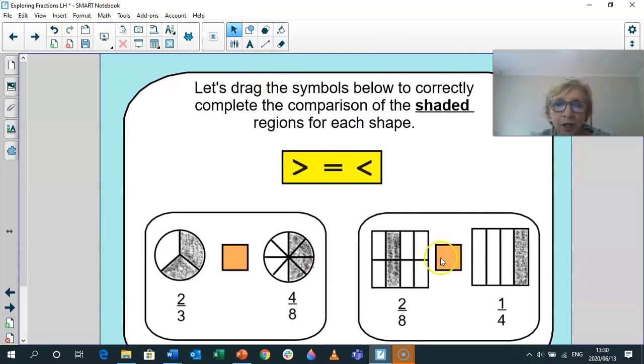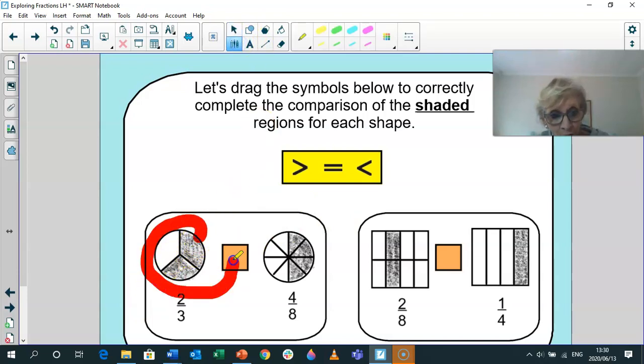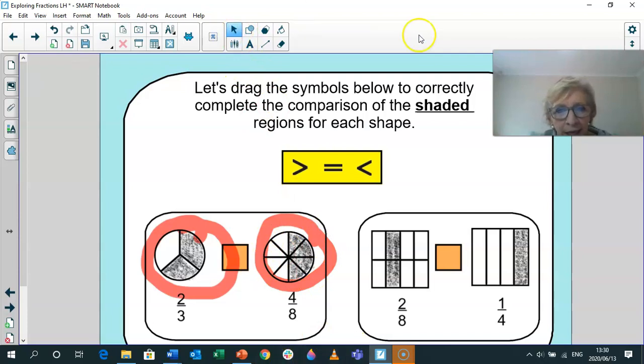Right, let's finish this last one. I think this is the last one with the comparing. All right, we're doing it again to see the shaded areas. 2/3. Okay, there's 2 out of 3. And 4/8. Okay, now we need to have a look at that closely. And what do you think is the bigger one? Well, it's this one, isn't it? Because you can see that the leftover part there is bigger than that leftover bit. So 2/3 is bigger than 4/8.